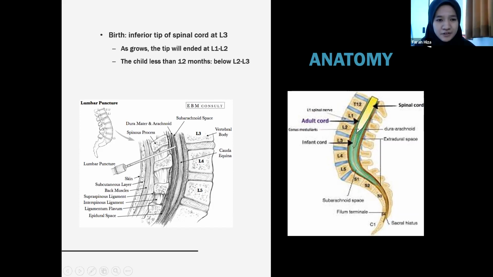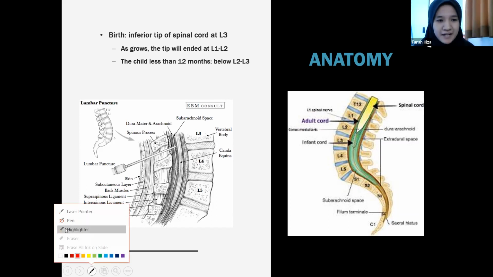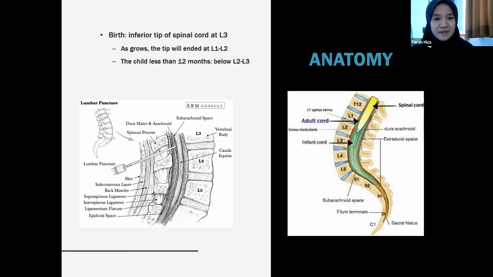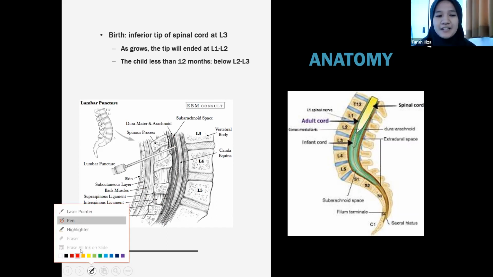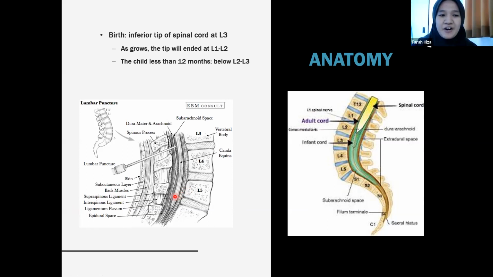Okay, so we will move to the left picture. I want to introduce to you, when we do lumbar puncture, we will go through these layers. The important layers from the skin enter the subcutaneous layer, and then there are 3 ligaments, which are the supraspinous ligament, interspinous ligament, and ligamentum flavum. Then it enters the dura mater and arachnoid. When we hear the pop sound, it is due to the penetration of the 3 ligaments.